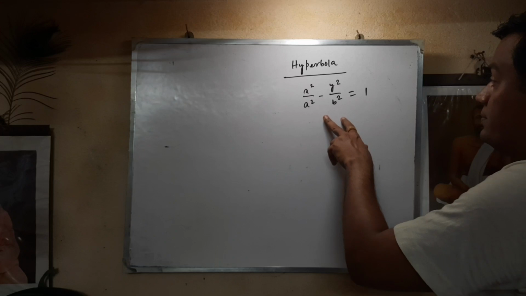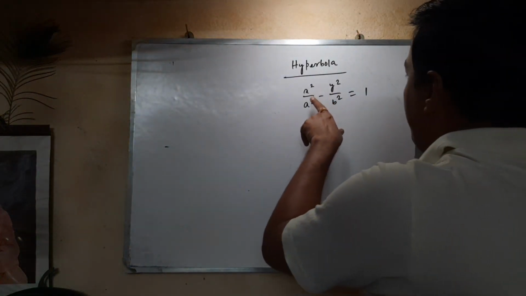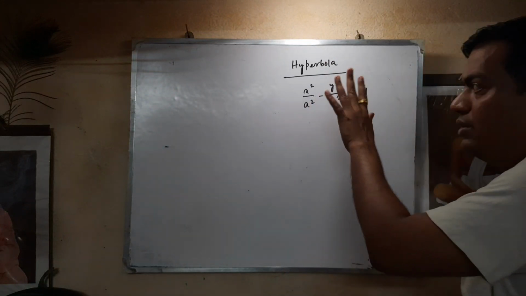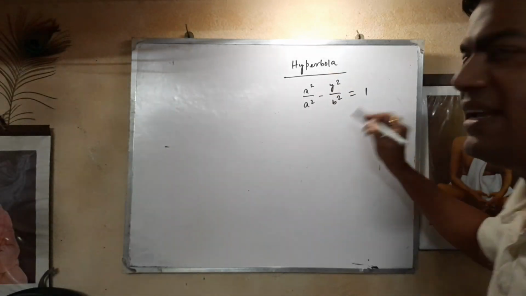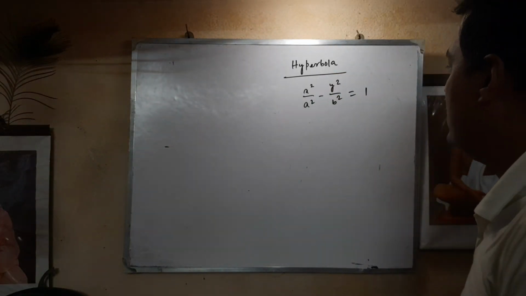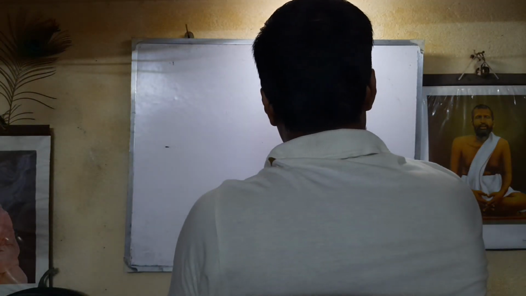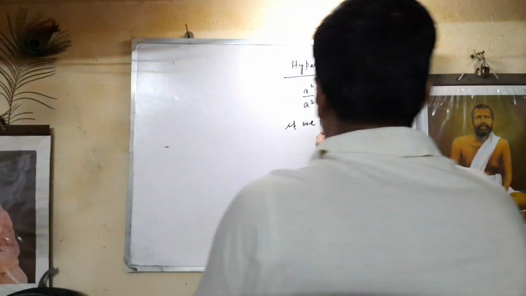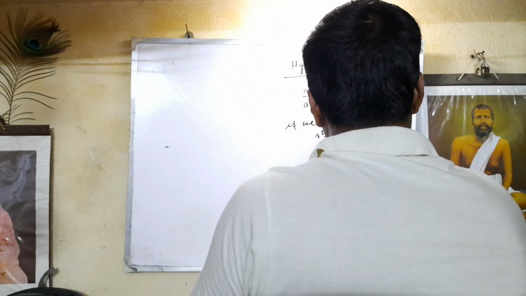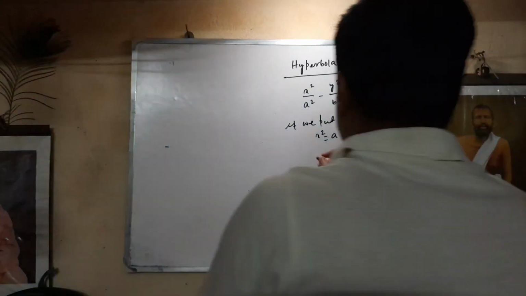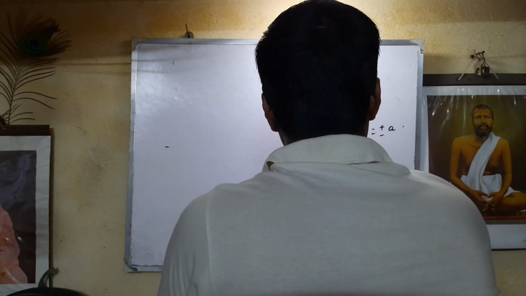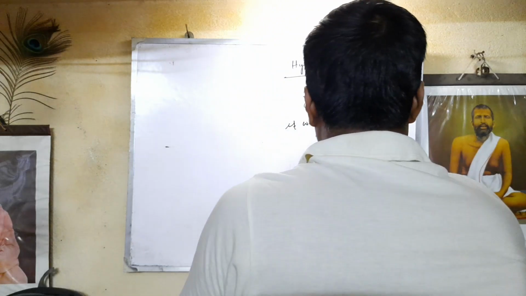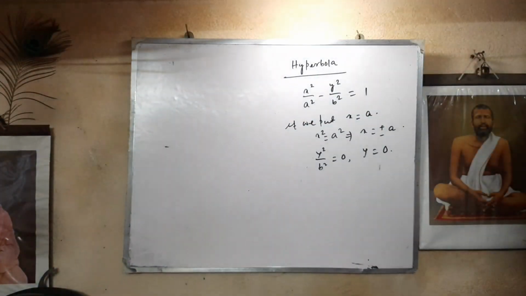Now you just check that the hyperbola does not pass through the point 0, 0. That is, if you put x equal to 0 and y equal to 0, the hyperbola equation is not satisfied. Now, if we put x equal to a, that is x square equal to a square, or x equal to plus minus a, then y square by b square equal to 0, or y equal to simply 0.